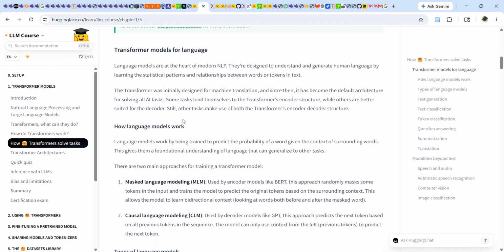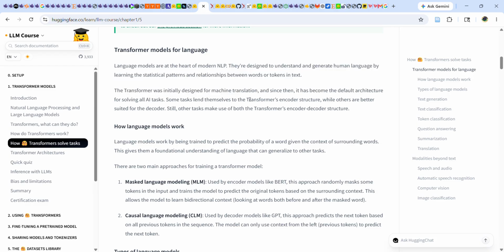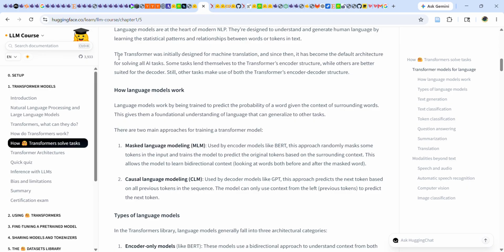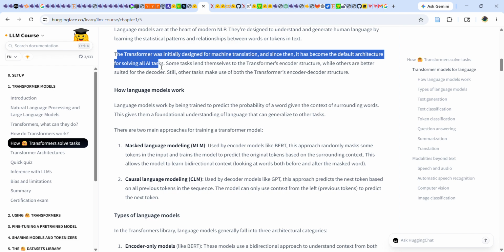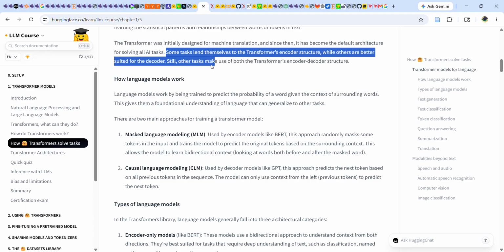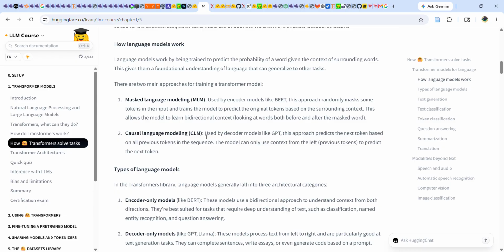Transformer models for language. Language models are the heart of modern NLP. They're designed to understand and generate human language by learning statistical patterns and relationships between words or tokens in the text. Now, the transformer was initially designed for machine translation, and since then, it has become the default architecture for solving every AI task. Some tasks lend themselves to the transformer encoder architecture, while others are better suited for the decoder. And still other tasks make use of both the encoder-decoder architecture.